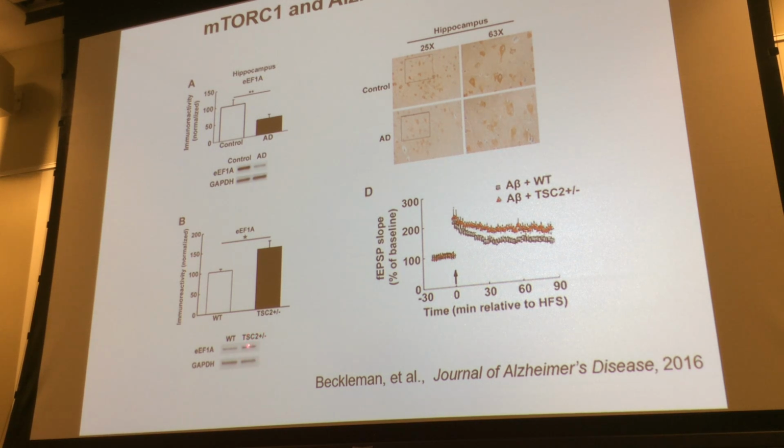So there's actually an up, right? There's an up of the EF1A. And here is a simple experiment: if you apply A beta, which is a core component of the plaques of Alzheimer's, the LTP actually goes down, right? But if you apply A beta on slices derived from this TSC2 knockdown mice, where the EF1A is up, you actually improve the LTP, or we can say rescue LTP. That again highlights the importance of this pathway in Alzheimer's disease and perception.